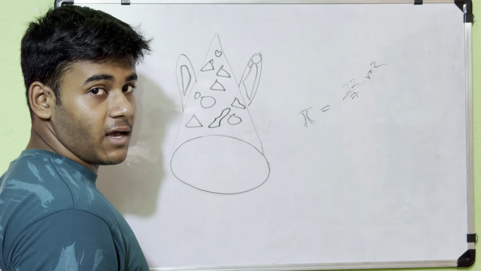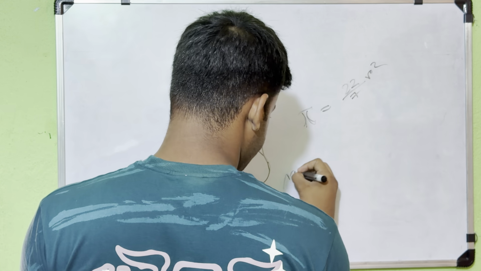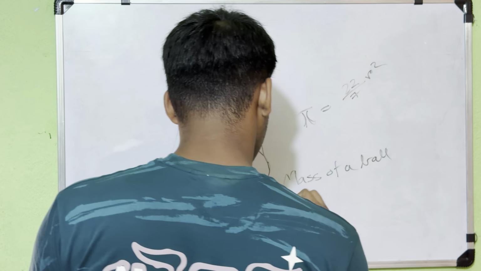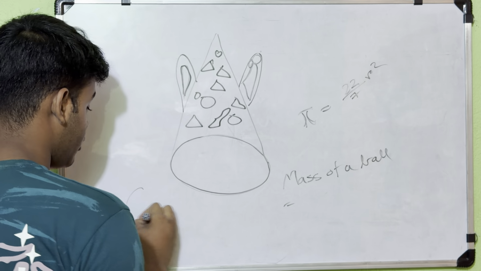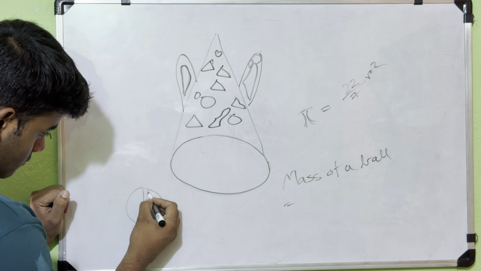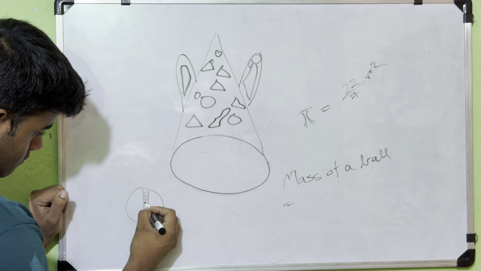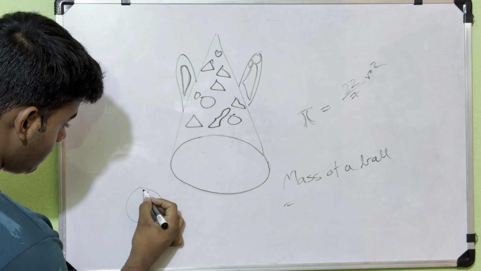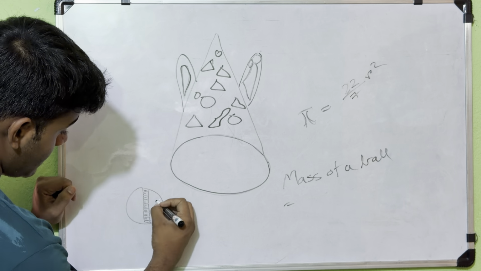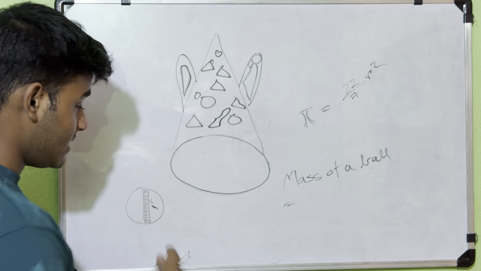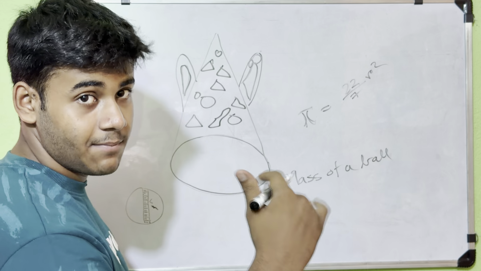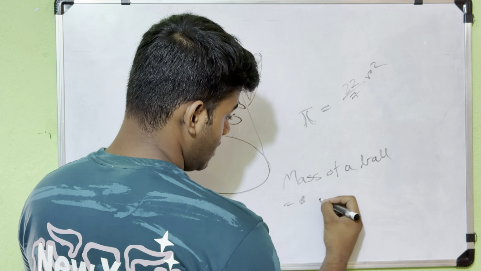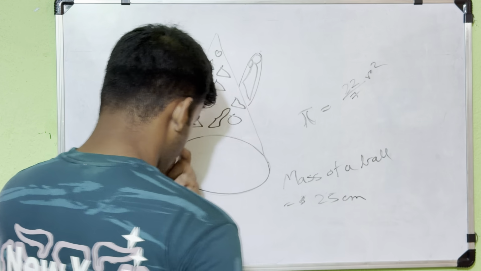Now I will help you find out the mass of a ball. To find out the mass of a ball, we actually need to measure it in centimeters. After measuring it through the whole 360 angle with a measuring tape, we'll get an approximate number, take 25 centimeter.